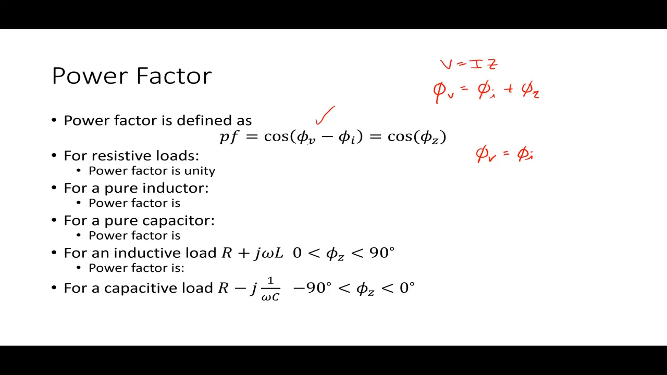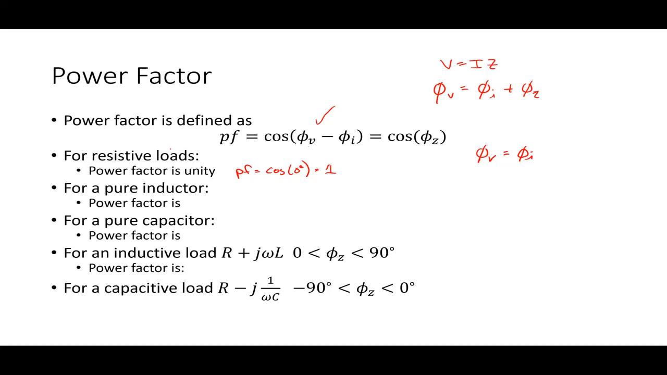So the cosine of phi v minus phi I is the cosine of 0. So the power factor here is the cosine of 0 degrees, or 1. So we say that for a resistive load, the power factor is unity. Now for a pure inductor, it's a little bit different.